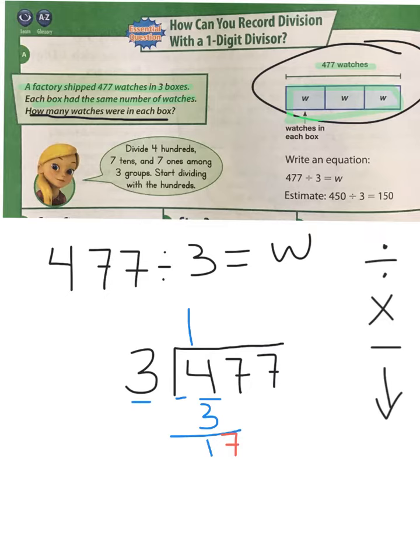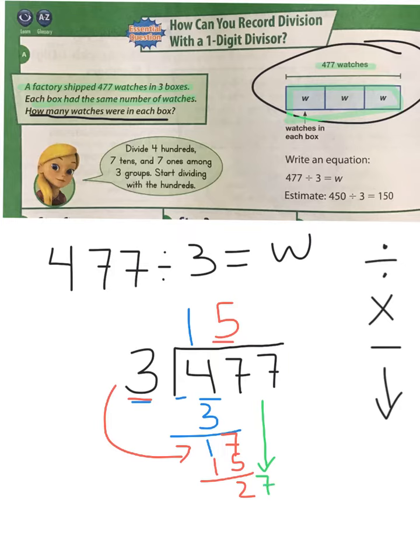Next, we have to figure out how many times 3 goes into 17. And 3 goes into 17 5 times. Then we're going to multiply. 3 times 5 is 15. We're going to subtract and bring down our next number, which is a 7.